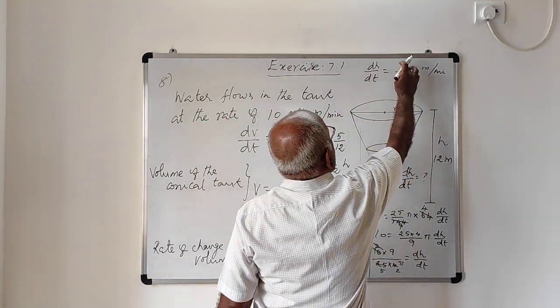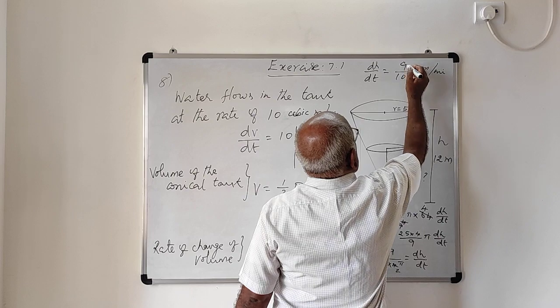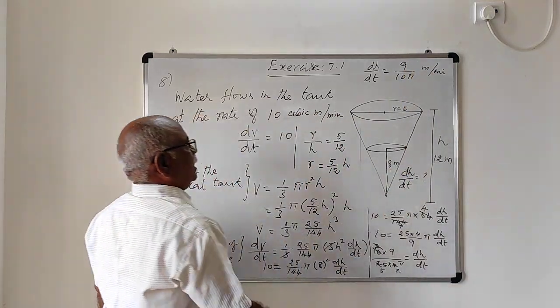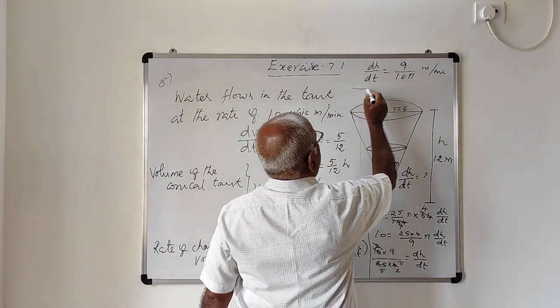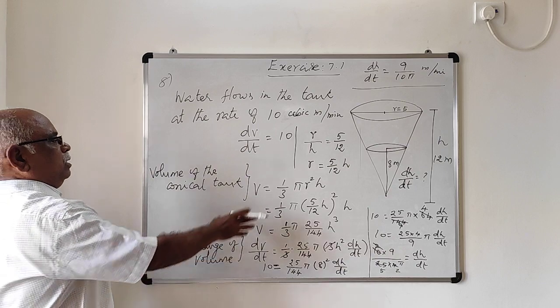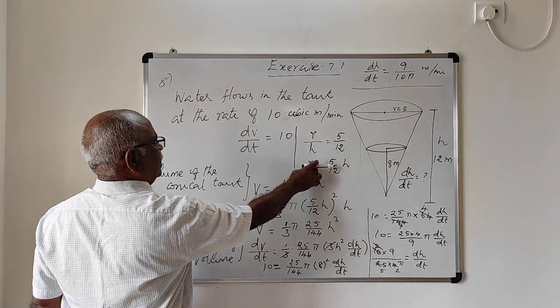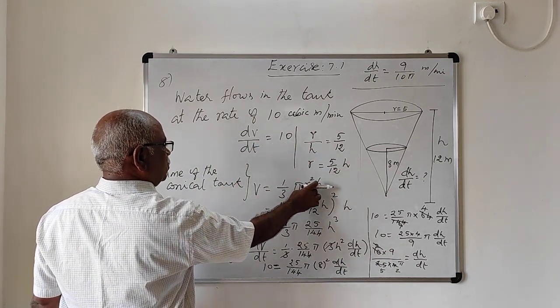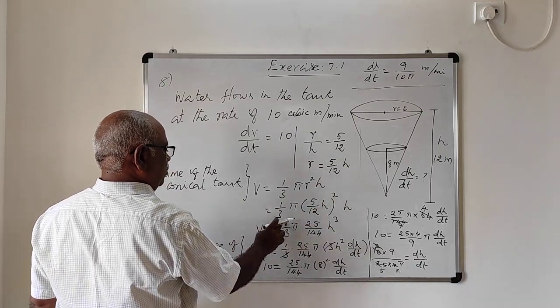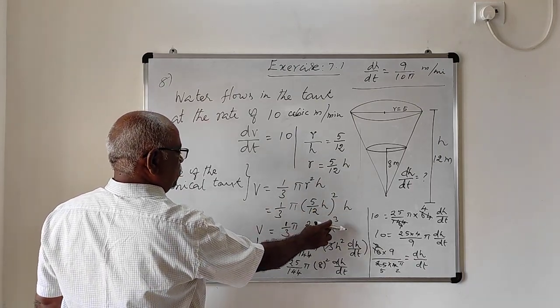So this is the answer. When the height is 8 meter, the rate of change of height dh by dt is 9 by 10 pi meter per minute. That's all about the problem. From this you will get r in terms of h. Substitute the r square value here, 5 by 12 into h. After finding V, 1 by 3 pi 25 by 144 h cube.